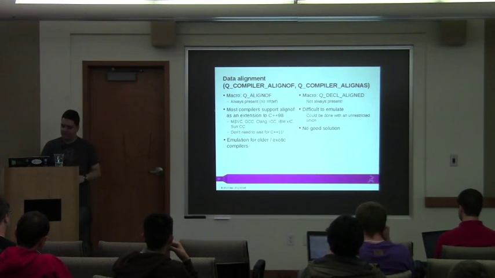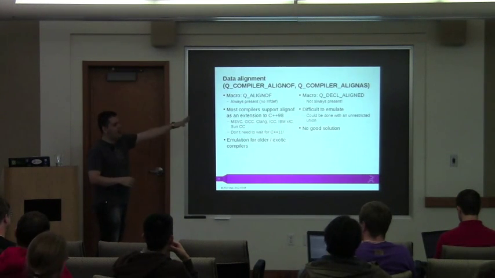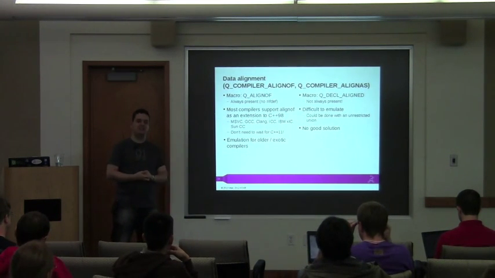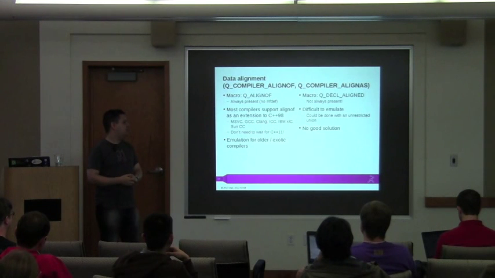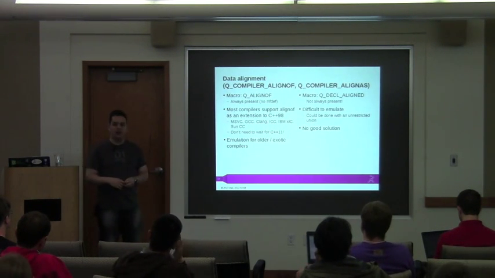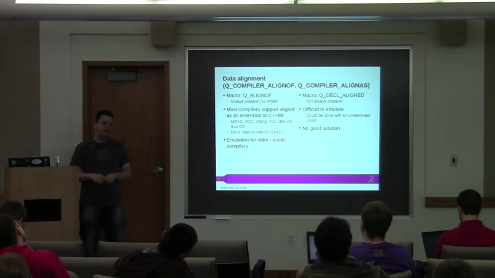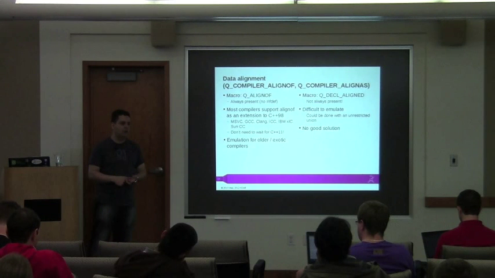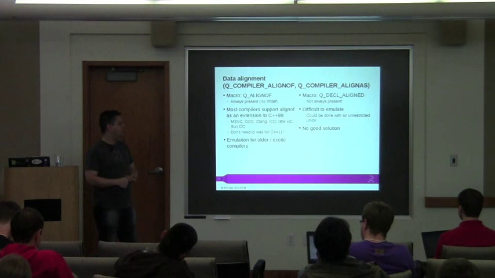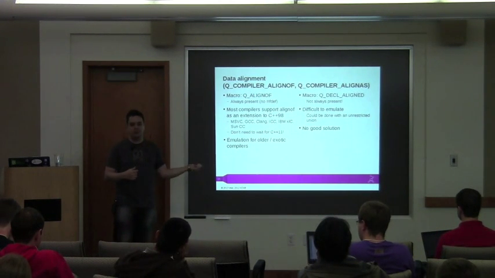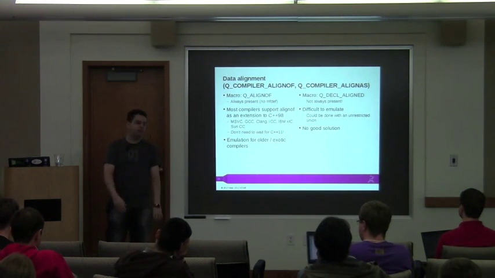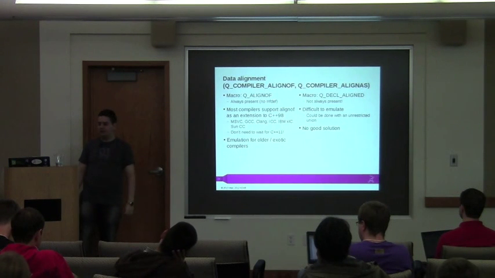So that's one known case. Now, the aligned macro, that's a different thing. We cannot support that everywhere. So we cannot have something like the alignas support that C++11 brings, and it's very difficult to emulate. There's no way to do it right without compiler support. We could do it with an unrestricted union, but then that's another C++11 feature. We have to deal with it.